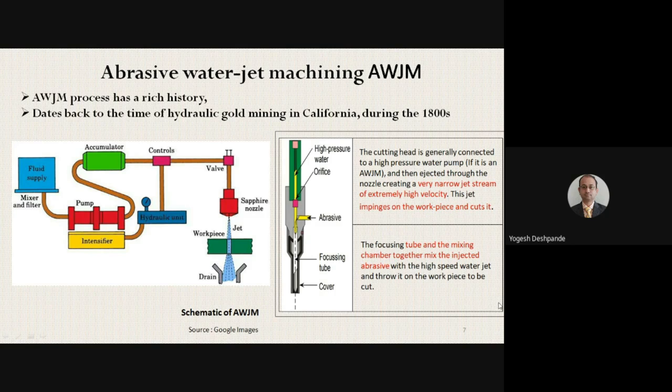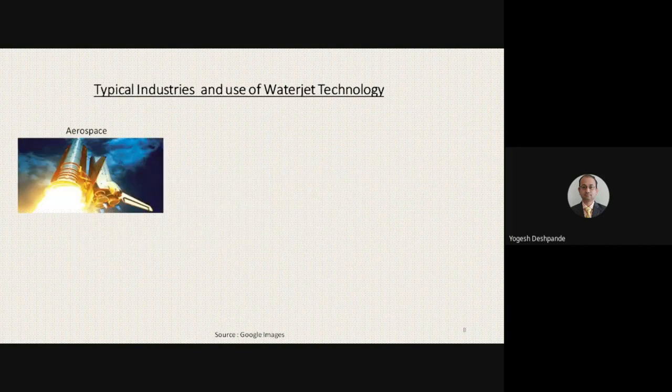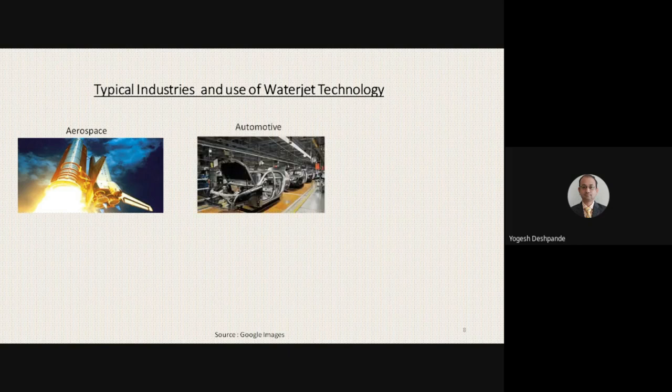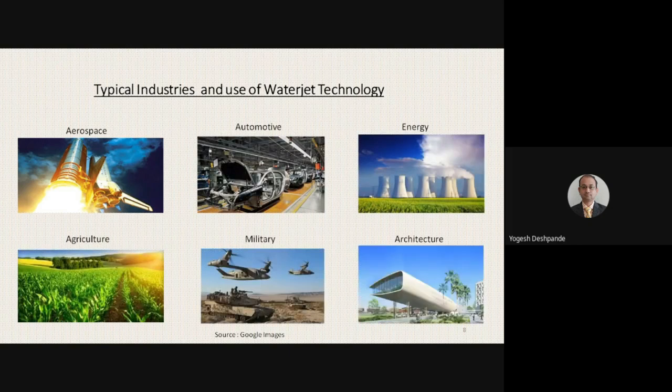Here, the schematic arrangement of abrasive water jet machining (AWJM) is presented. The focusing tube and the mixing chamber together mix the injected abrasive, and then the high pressure water with the abrasive particles impinges on the workpiece material, and the workpiece is cut as desired. Complex shapes can be machined using AWJM, and that's why AWJM is used in various industrial sectors.